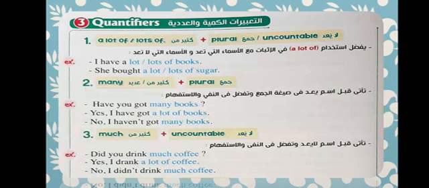Much is followed by uncountable nouns, singular and countable nouns. For example, did you drink much coffee? Yes, I drank a lot of coffee. This sentence is positive. No, I didn't drink much coffee. Again, much is preferred in interrogative form and in the negative form.